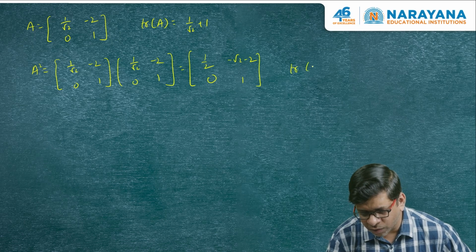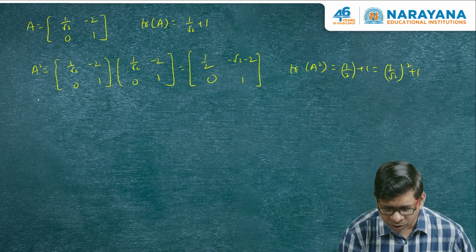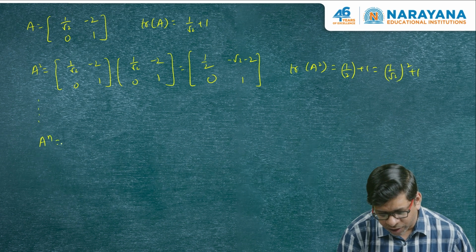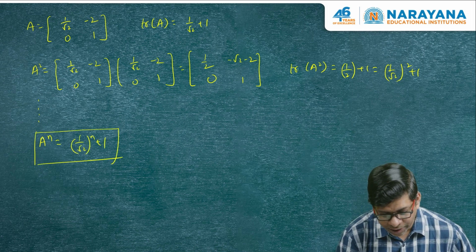So what is trace of A square? 1 by 2 plus 1, which is same as 1 by root 2 whole square plus 1. Why am I writing like this? Because this way when you calculate here, you will get A power n as 1 by root 2 power n plus 1. Trace of A power n.